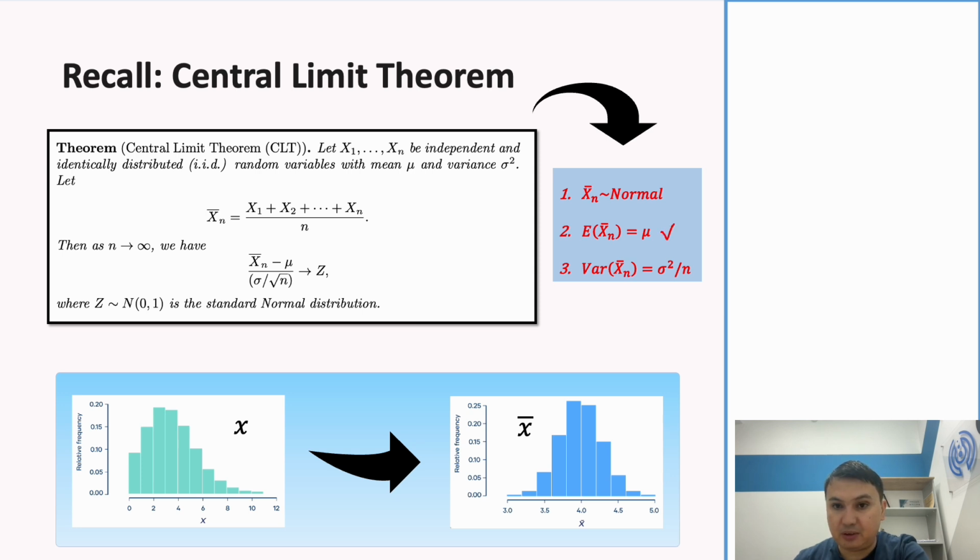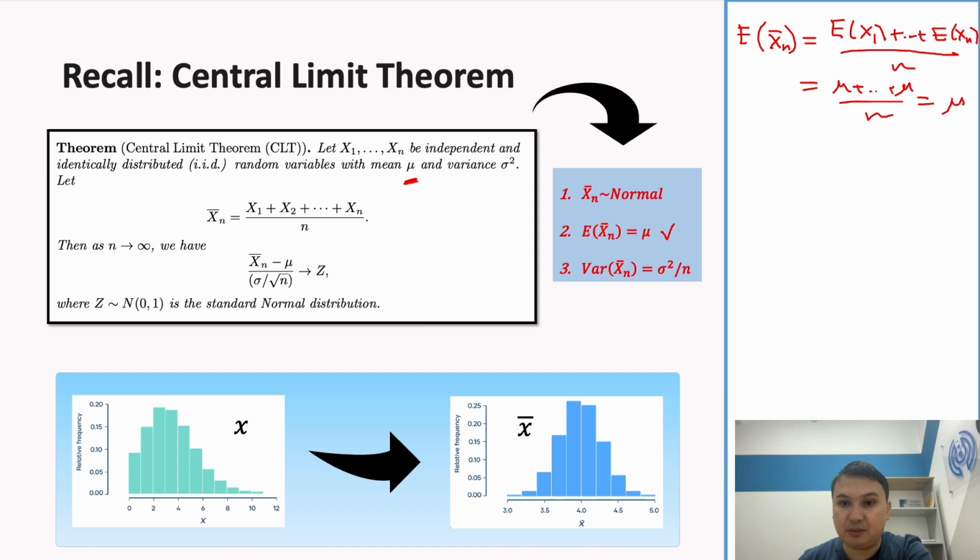Now, let's demonstrate why the expected value is equal to mu. So what is mu? Mu is the expected value of Xi. Using the properties of expected value, the expected value of Xn bar is the expected value of the sum divided by n. We know that the expected value of a sum is the sum of the expected values, so here it's X1 through Xn, expected values, and then I divide by n. Each one is mu, so it's mu plus mu, n times, divided by n, so this is simply mu. So that's the first one.